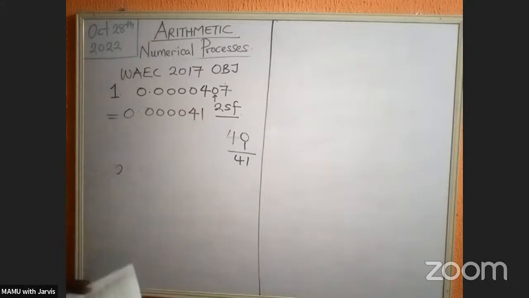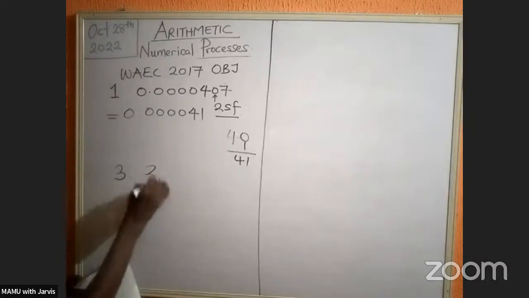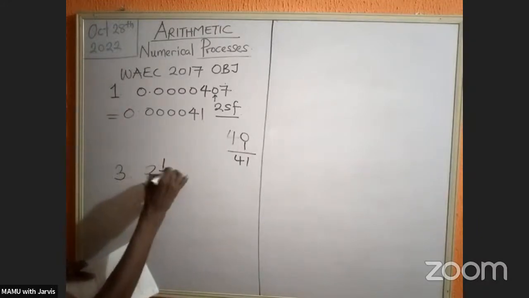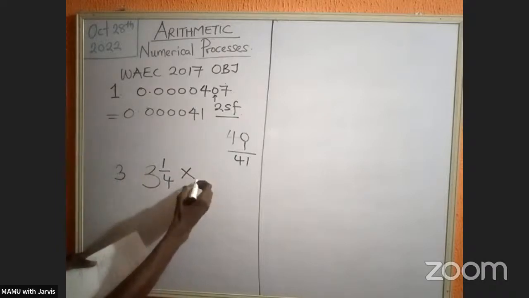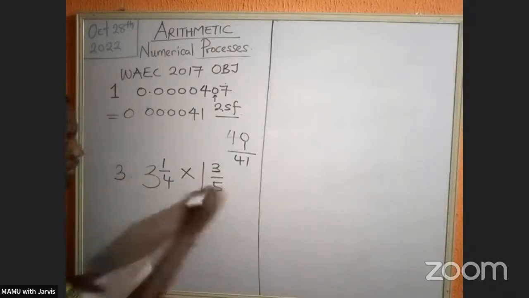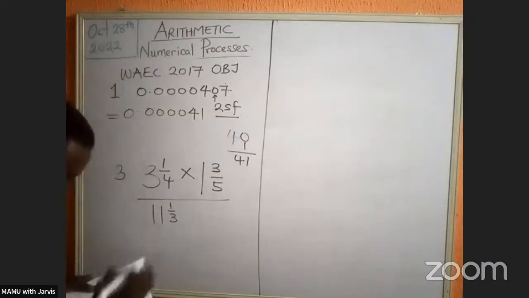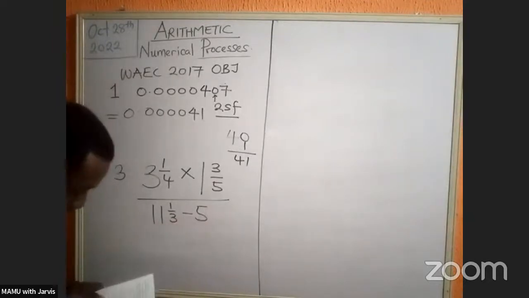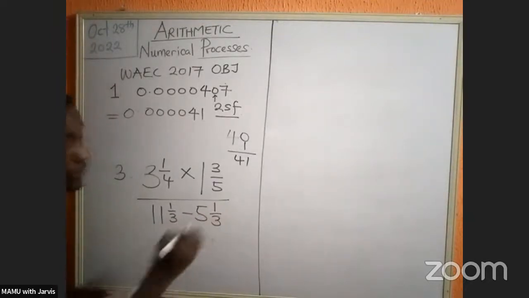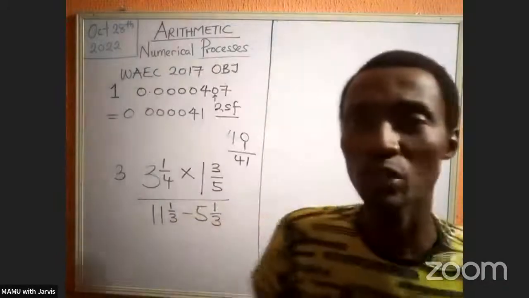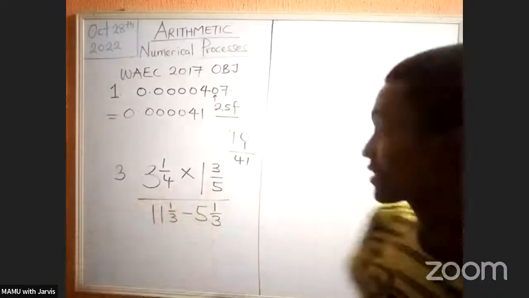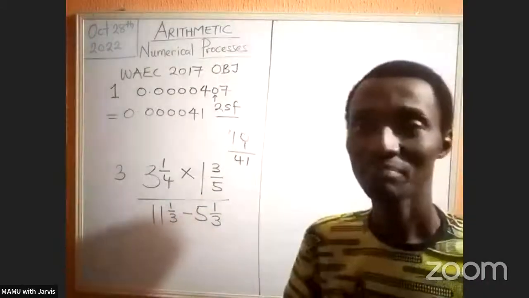We go to question number 3 now on that same year. This one you're going to solve yourself too, and then I'll come in to help. It says we should evaluate. What are we asked to evaluate? 3 whole number 1/4, multiplied by 1 whole number 3/5, divided by 11 whole number 1/3, minus 5 whole number 1/3. Now I'm going to give you 60 seconds to solve this question. Your time starts now. In 60 seconds, I want an answer.